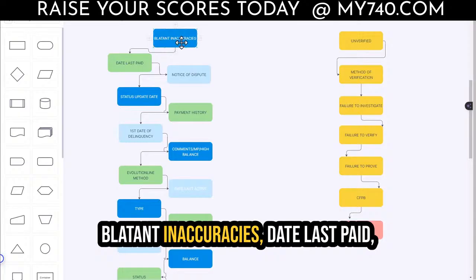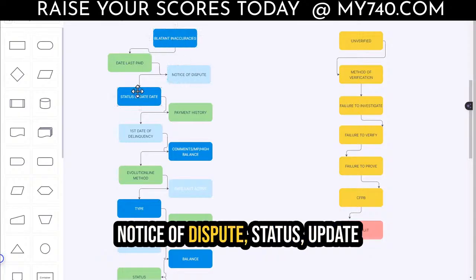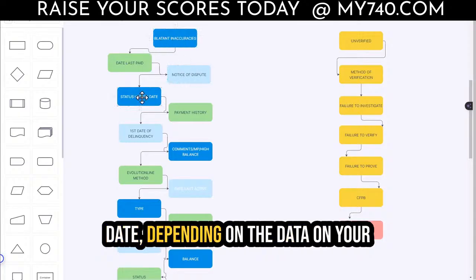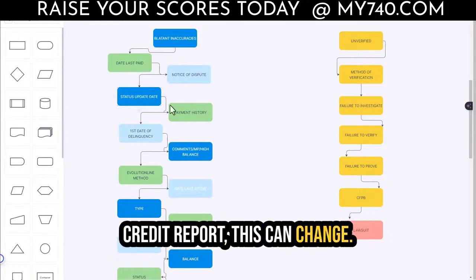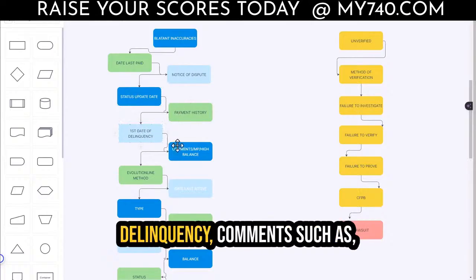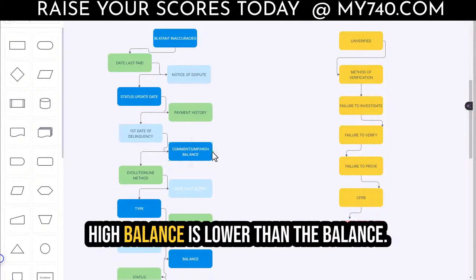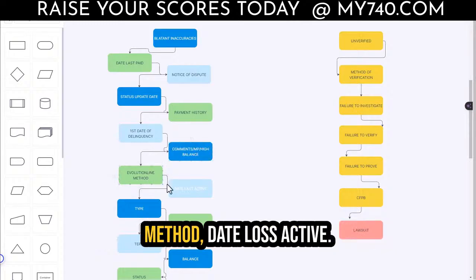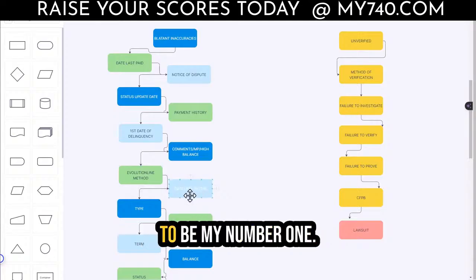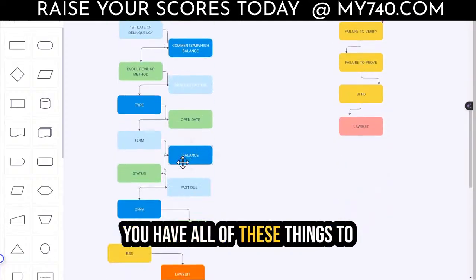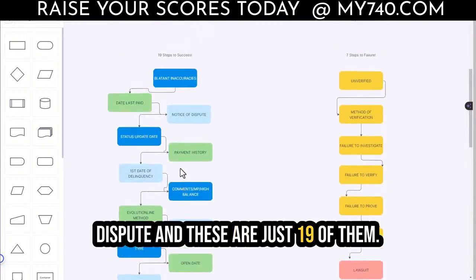Blatant inaccuracies, date last paid, notice of dispute, status, update date. Depending on the data on your credit report, this can change. Payment history, first day of delinquency, comments such as the notice of dispute, monthly payment on a charge-off, high balance is lower than the balance, using the evolution line method, date last active. Date last active used to be my number 1. You have all of these things to dispute, and these are just 19 of them.